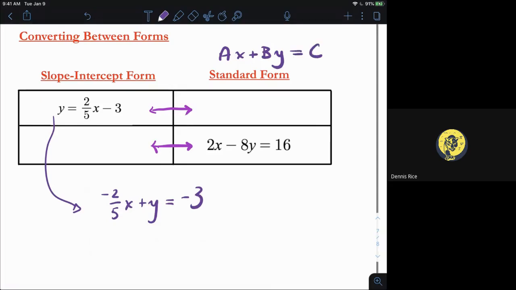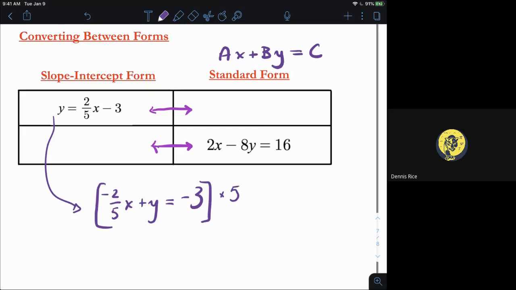The only nitpicking thing about why this isn't quite in standard form is that when you write something in standard form, a and b, and c, I suppose, are traditionally integers. So negative 2/5 is not an integer. What we can do here, it seems a little weird, but we're going to multiply this entire equation by something to make it so it's no longer negative 2/5, but an integer. So what we're going to multiply by is 5.